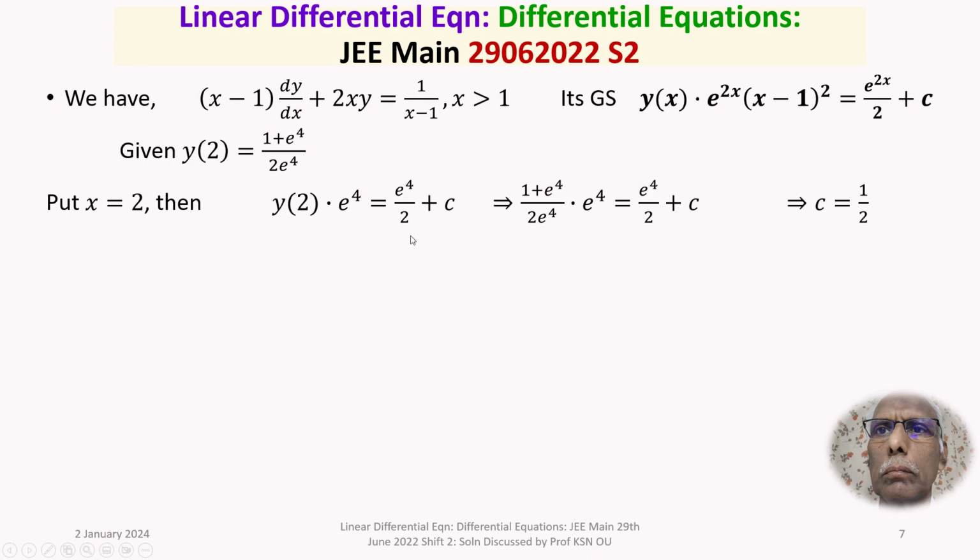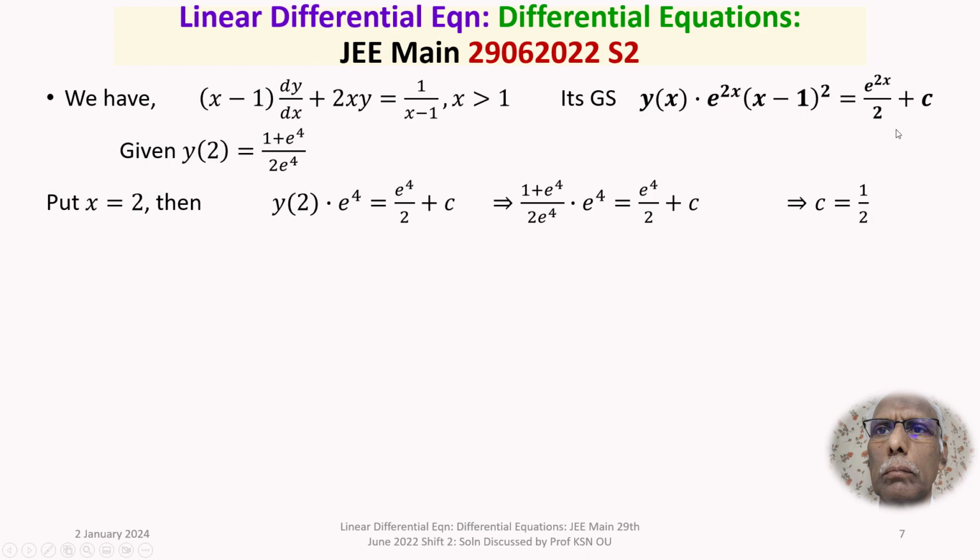So y of 2 is (1 plus e power 4 by 2) times e to the power of 4, which we write down here into e to the power of 4, equal to e to the power of 4 by 2 plus c. E power 4 cancels. Here you will get 1 by 2 plus e power 4 by 2. So e power 4 by 2 cancels on both sides, and you are left with c equal to 1 by 2. So go back to the general solution and substitute c equal to 1 by 2.